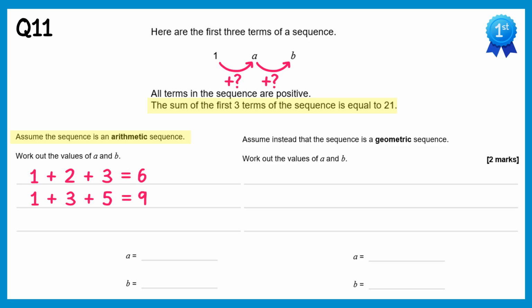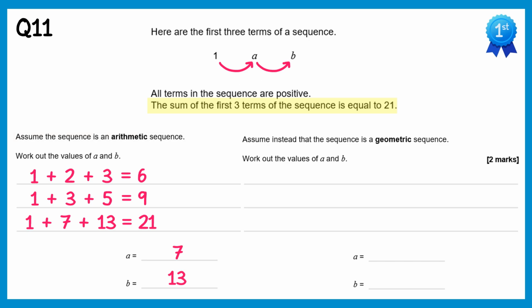So you can keep trying possibilities, and eventually you'll realise that if you start with 1, and then add on 6, you get 7, and add on 6 to that, you get 13. And if you add 1, 7, and 13, you do get 21. So the question wants to know the values of A and B, which are the second term and the third term, so the second term was 7, and the third term was 13.